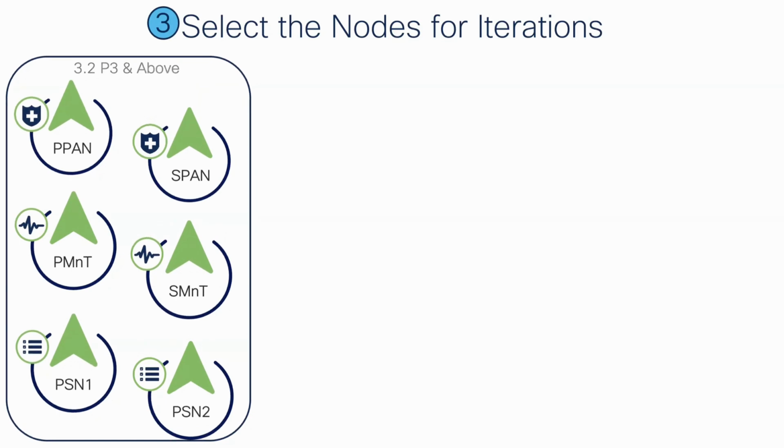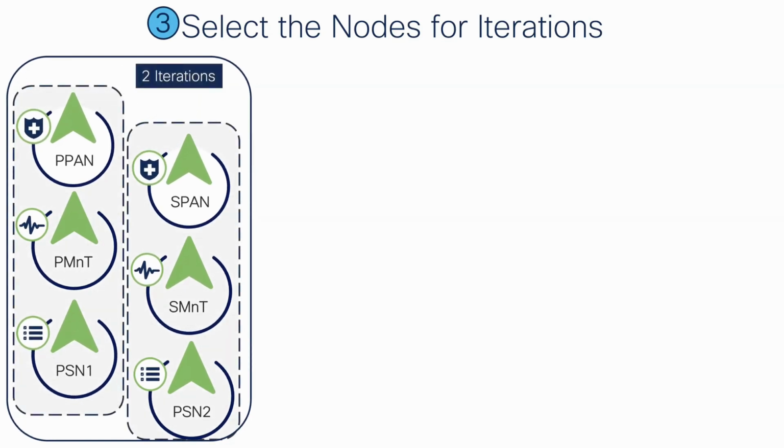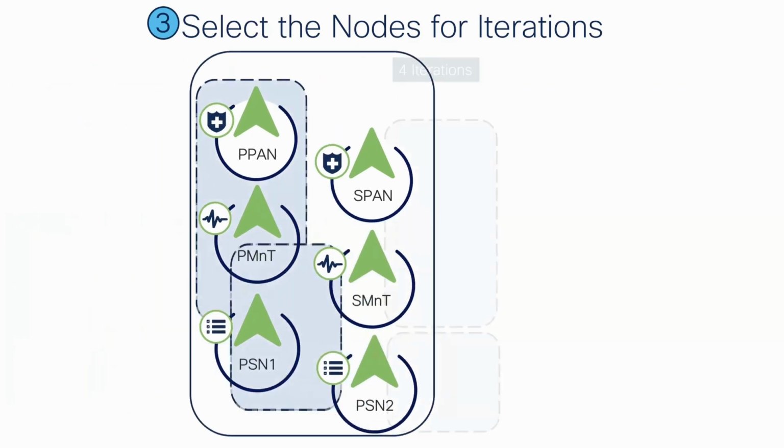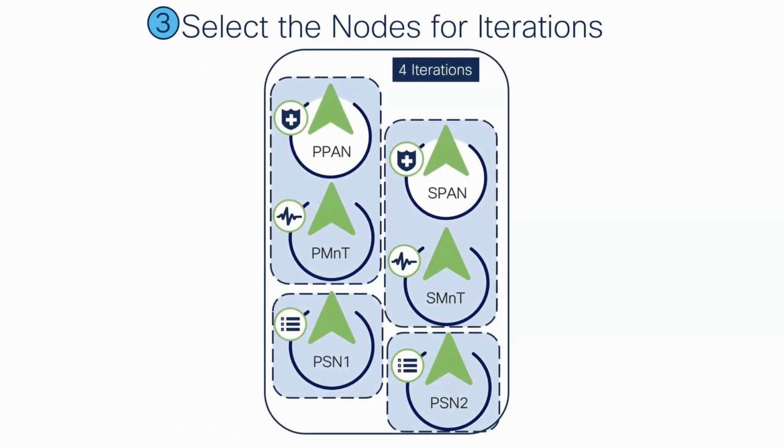You can select the nodes in 2 iterations, that means 2 batches, making SPAN, SMNT, PSN2 one batch, and PPAN, primary MNT, and PSN1 another batch. So that while the first batch is getting upgraded, the second batch is available so that your endpoint services are not disrupted. You can even go with 4 iterations, where you upgrade PAN and MNTs in one go and PSNs in another go.